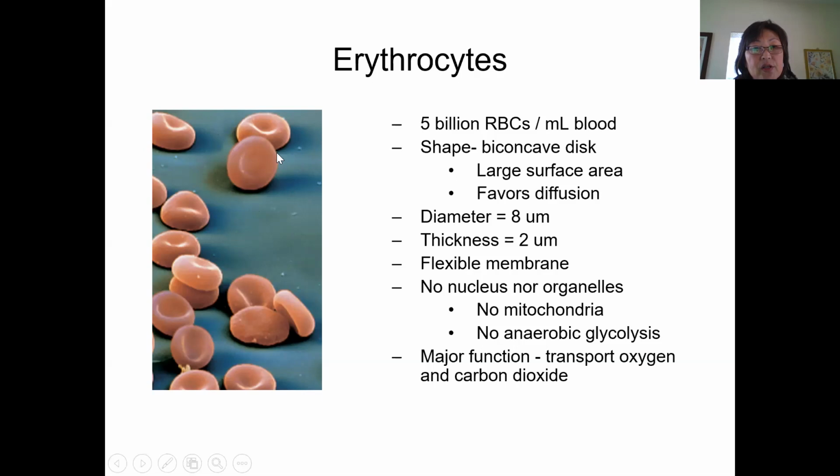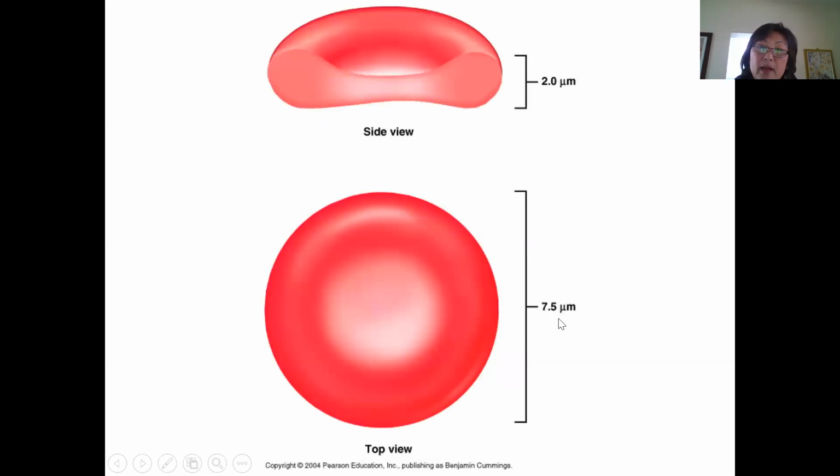If you just look at this round shape, the diameter is about 8 micrometers, which is larger than some of the capillaries. So in order for these cells to pass capillaries, they have to be squeezed. So this donut shape actually can help make this squeezing part easier.